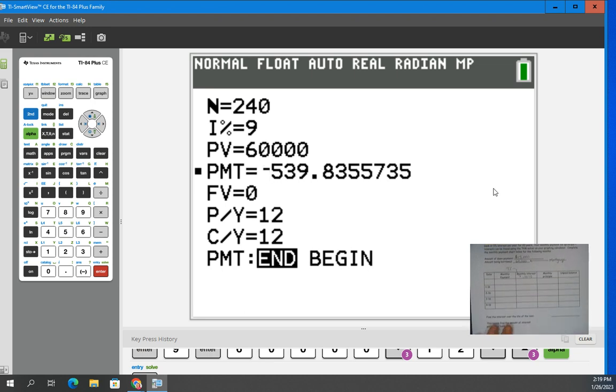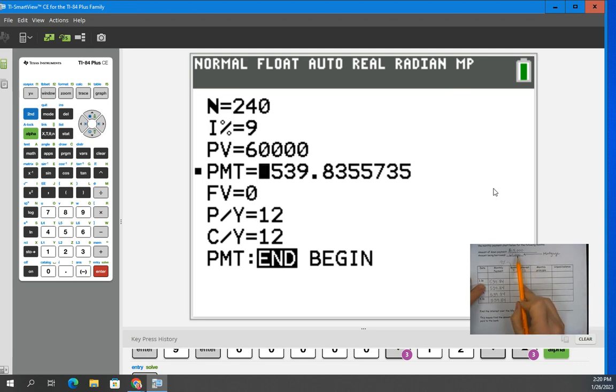Okay, so we take that number and we go down here to our monthly payment and we do $539.84. So we're going to round that up to the nearest penny. And this is going to be the amount that we pay every month. Okay, so we're going to do this. It should look familiar, much like you did your car payments.